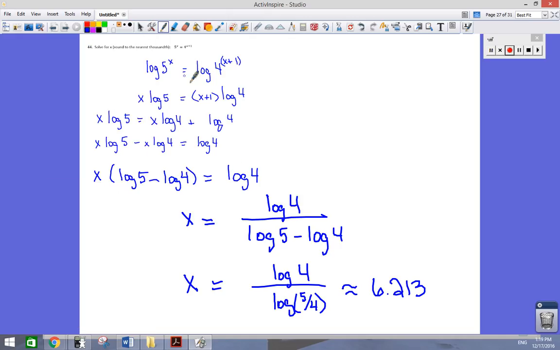So like I say, you could have taken log base 5 of each side and then in the end use a change of base formula and still get the same answer.